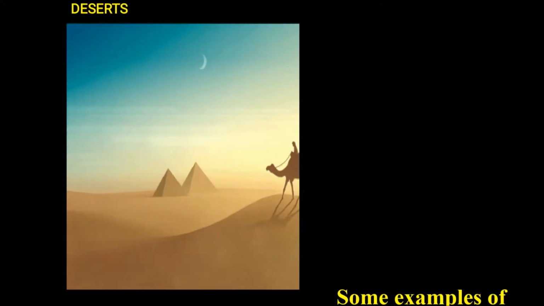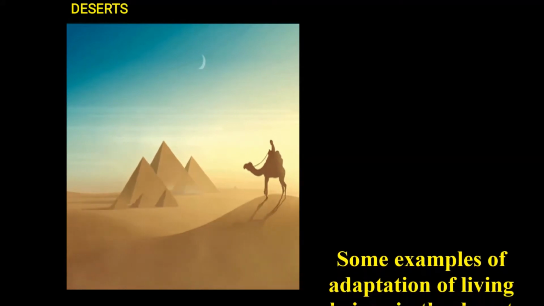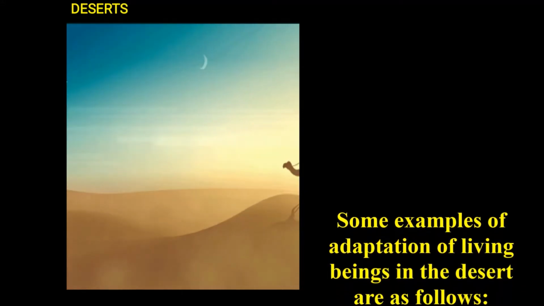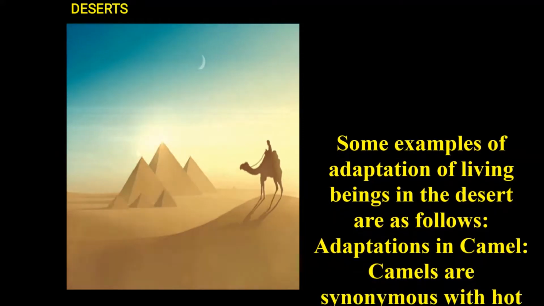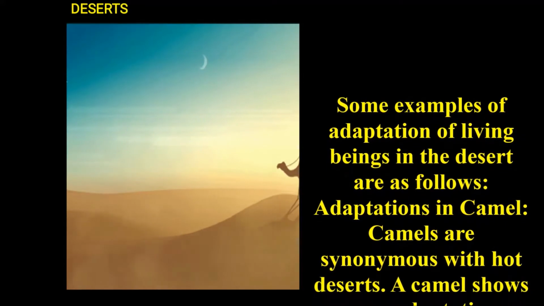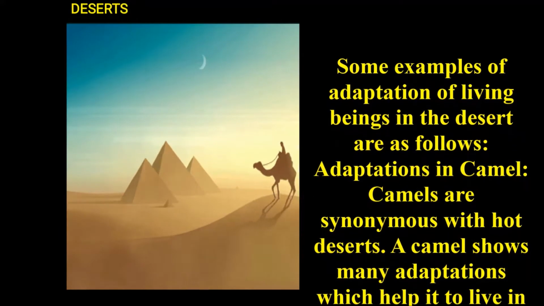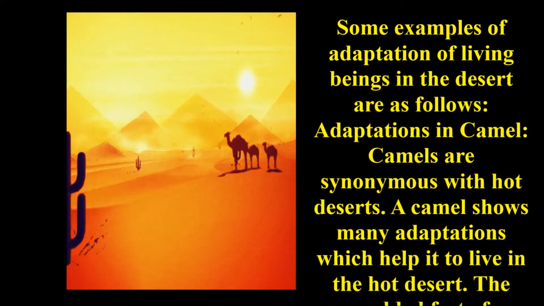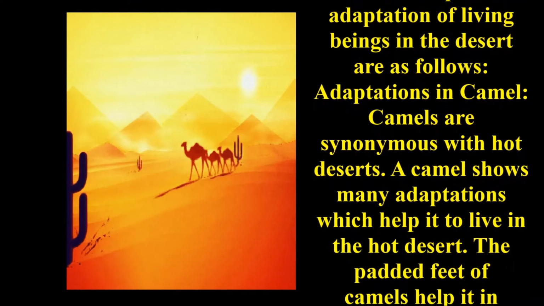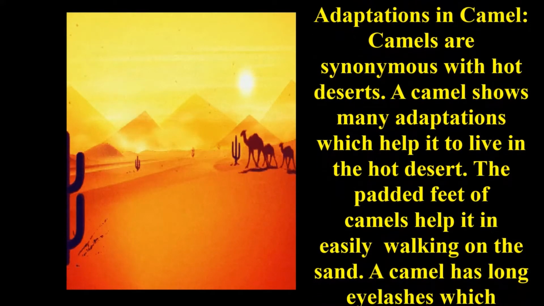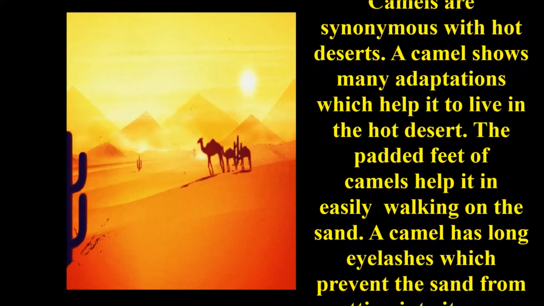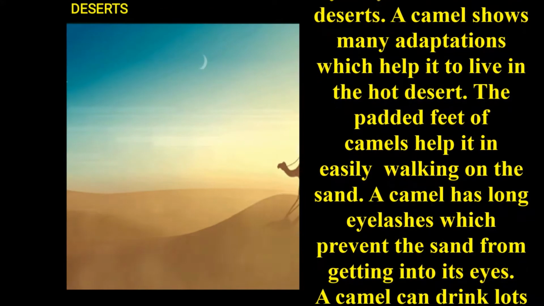Now, let us discuss desert habitats. Some examples of living beings in the desert are as follows. Let us discuss adaptation in camel. Camels are synonymous with a hot desert. A camel shows many adaptations which help it to live in the hottest desert. The padded feet of the camel help it in easily walking on the sand.